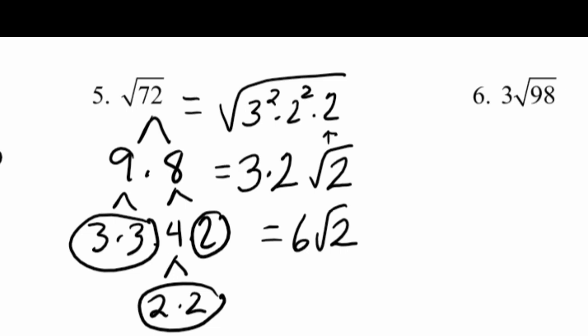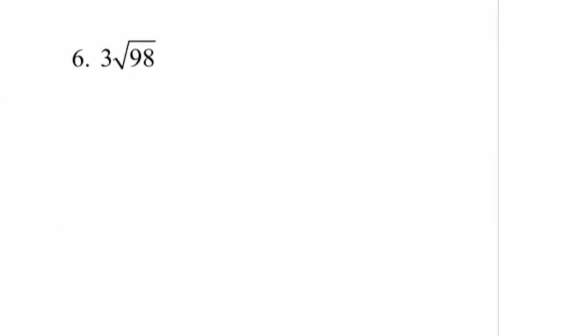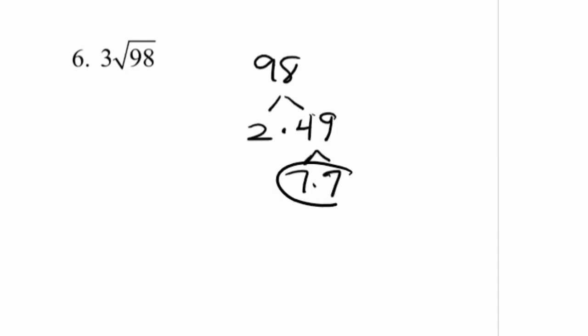Okay, let's go to the next one. In this next problem, we have 3 times the square root of 98. So we're going to first evaluate the square root of 98, and then we will multiply times 3. Okay, so square root of 98. Here's 98, and 98 is 2 times 49. 49 is a perfect square. It's 7 times 7. So there's our perfect square. We have a single 2, though, left over. So that's going to stay in the radicand.